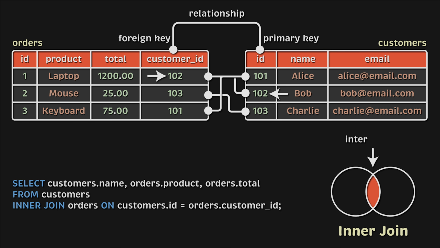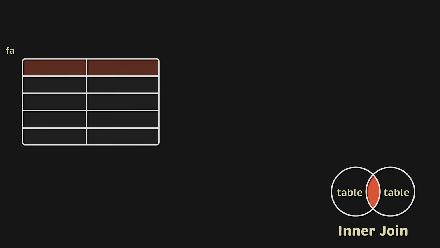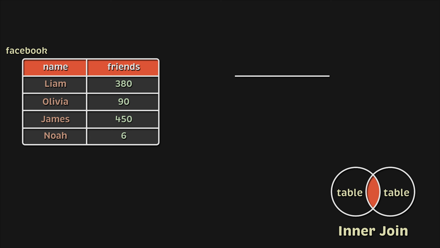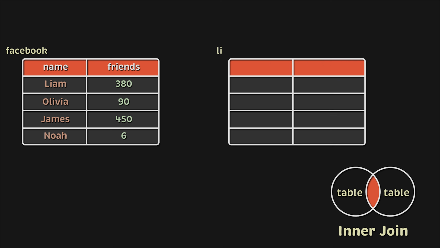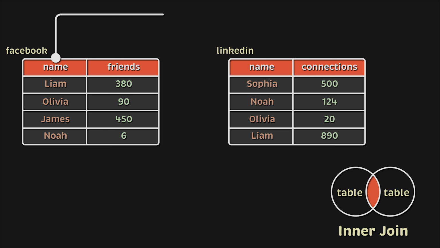When you use this join, it returns data that is present in both tables. You can think of it as the intersection of 2 sets of data. Let's go over a simple example. Let's say we have a table that keeps track of users and their friends on Facebook. On the other hand, we have a table for LinkedIn with mostly the same users and their connections. Now we want to combine these tables and find how many friends and connections a user has on both Facebook and LinkedIn. And we don't need users who have only a Facebook account or only a LinkedIn account.